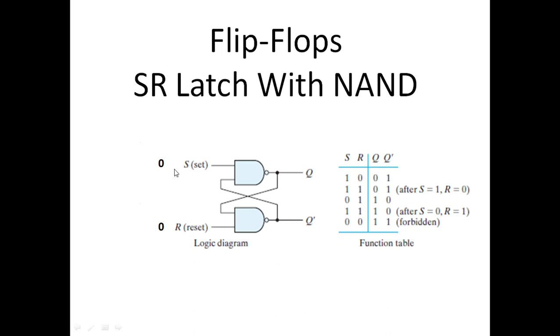Similarly, when we provide 0 0, one of the inputs of the NAND gate is 0, so we get 1 1 here. And this 1 1 is an invalid or forbidden state due to the fact that Q and Q prime are not the complement of each other. So such an output is called forbidden.